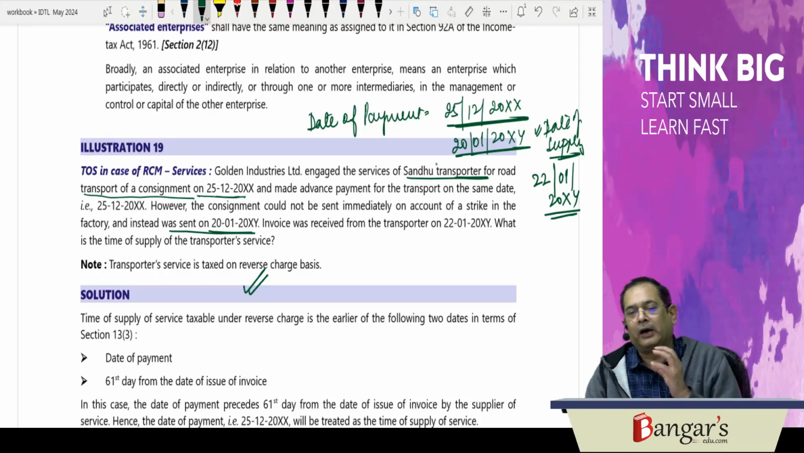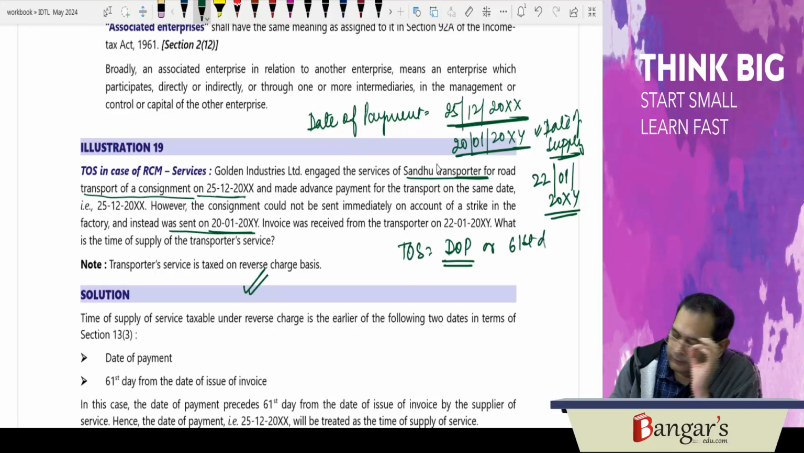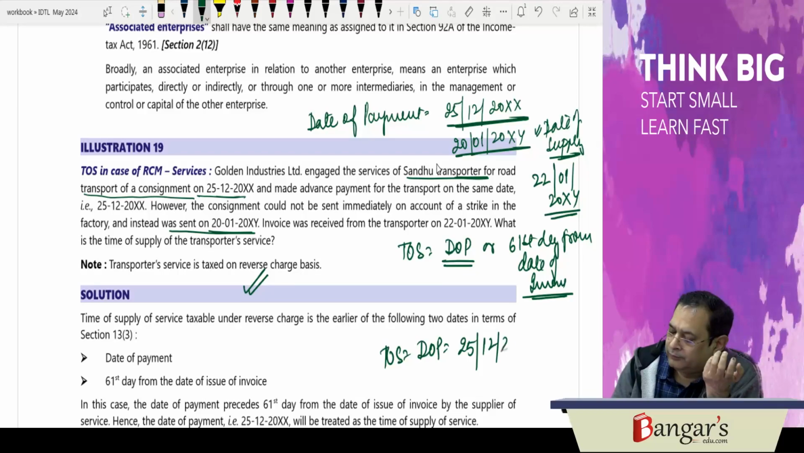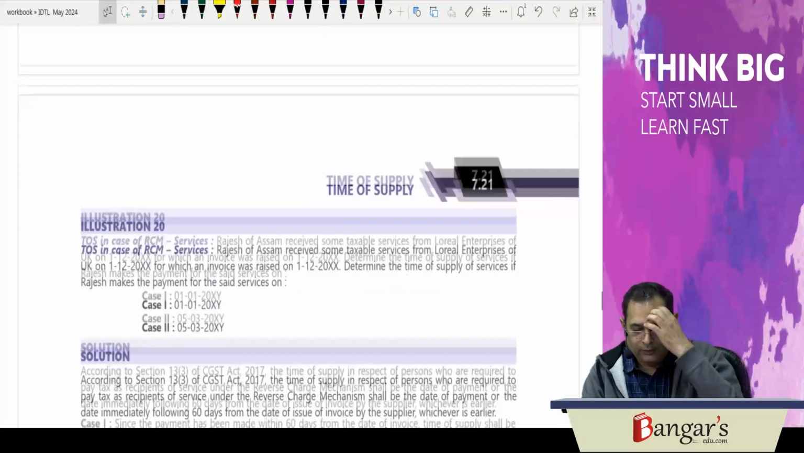Transporter service is taxed on RCM. So here, the time of supply is the date of payment or 61st day from date of invoice, whichever is earlier. Here the date of payment is naturally earlier. The time of supply will be the date of payment, which is 25/12. Okay, let us discuss the next question.